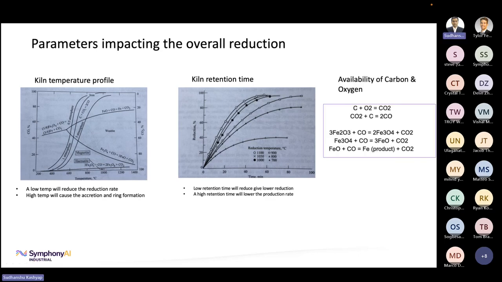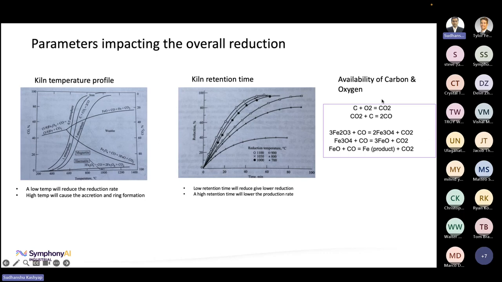And then, last but not least, is the availability of carbon and oxygen. As I mentioned earlier, carbon is the reducing agent used in this process, and that comes from the coal, and it has to be available throughout the kiln such that reactions continue from the start of the kiln to the end of the kiln.